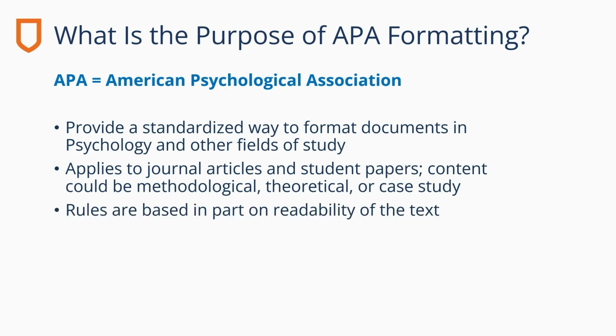And the rules are based in part on readability of the text. APA has also placed a lot of emphasis on accessibility in their 7th edition. For example, APA accommodates sans serif fonts like 11-point Calibri or Arial, which are more universally readable, while the preference for print work used to be only serif fonts like 12-point Times New Roman. Both are now acceptable.